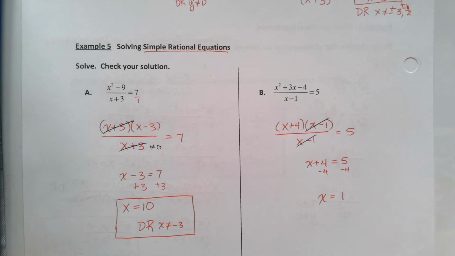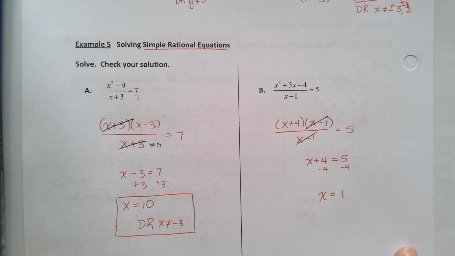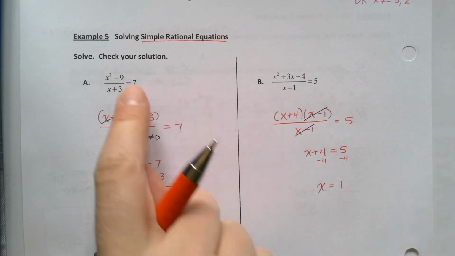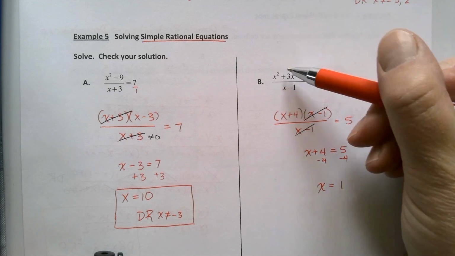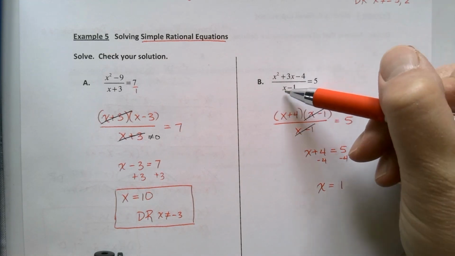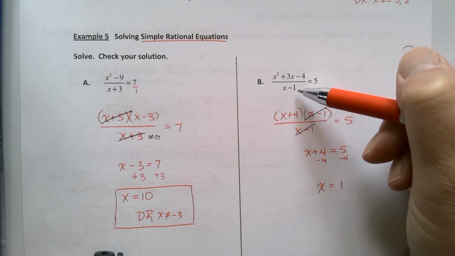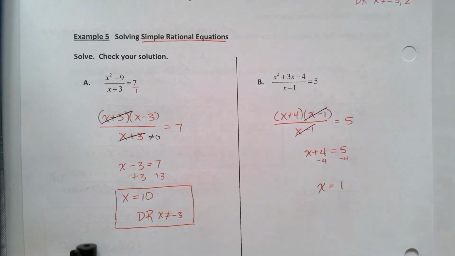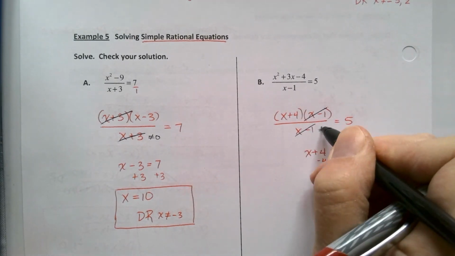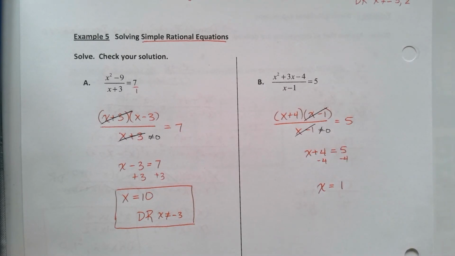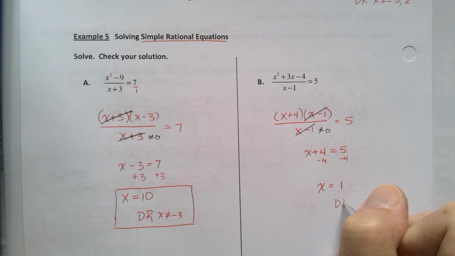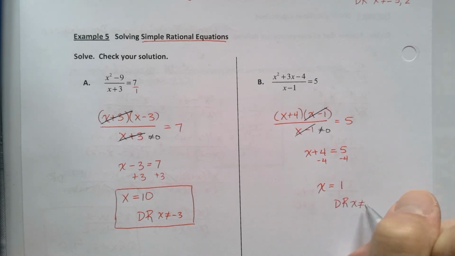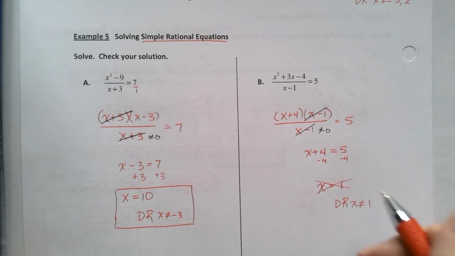Now, if I walk away from this and I think, okay, I'm done, no big deal, doesn't ask anywhere for a domain restriction, I have just gotten this wrong. Because if I take 1 and I plug it back into here, that's okay. But if I put 1 into the denominator, 1 minus 1 is 0, and that's not okay. So I do need to check that domain restriction because it will throw out some of my answers. And because x minus 1 is 0, we add 1, the domain restriction states that x cannot equal 1. So I actually have to throw that answer out.